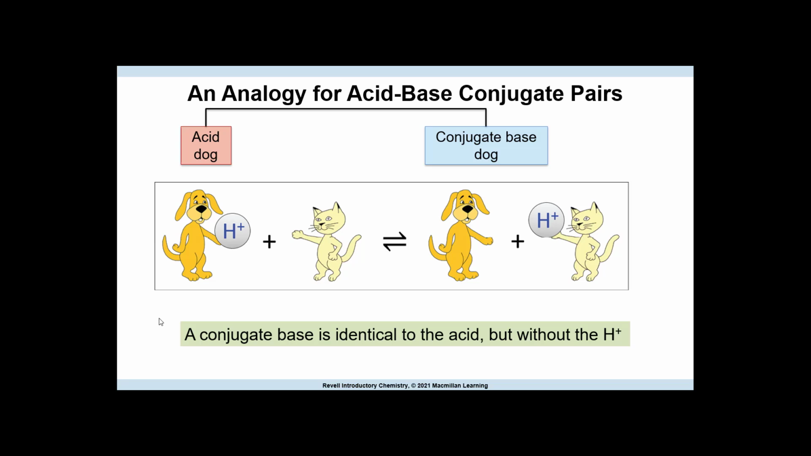So let's look at a different image. Imagine a dog and cat passing a proton back and forth, like an acid equilibrium. In the forward reaction, the dog is the acid. Can you identify the conjugate base dog? It's still the dog if you're going on this side, but without the proton. This one doesn't have the proton, so this one must have the proton.